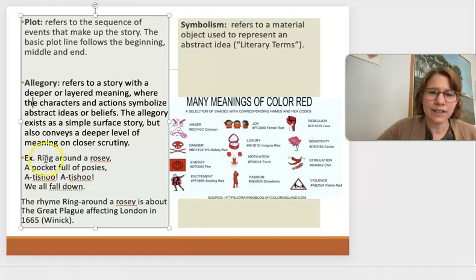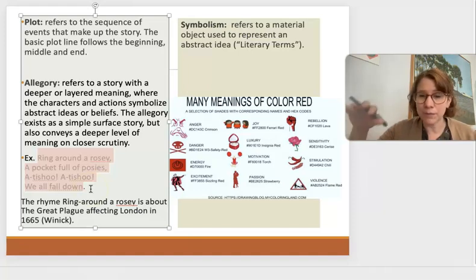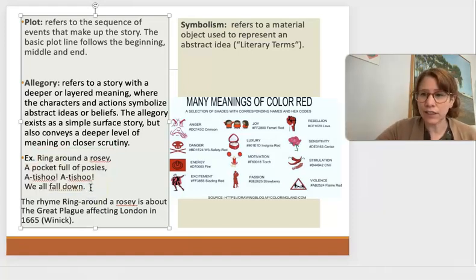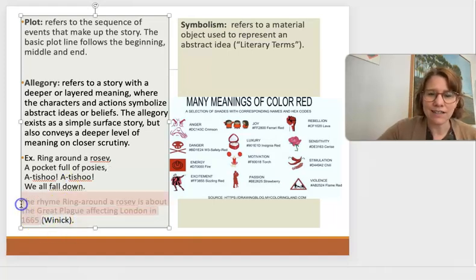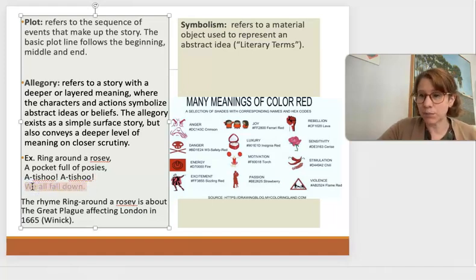So for example, in this childhood rhyme, "Ring around the rosie, a pocket full of posies, ashes, ashes, we all fall down." So it's like a little childhood rhyme. And on the surface, it's little kids running around in a circle, holding hands, and it sounds like they have flowers and they fall down and it's all fun. But the reality, the allegorical meaning, tells us that Ring Around the Rosie is really about the spread of disease during the Great Plague of London in 1665, and that "we all fall down" in the rhyme is a symbol of death, or allegorically is referring to the death of the plague, people dying from the plague.